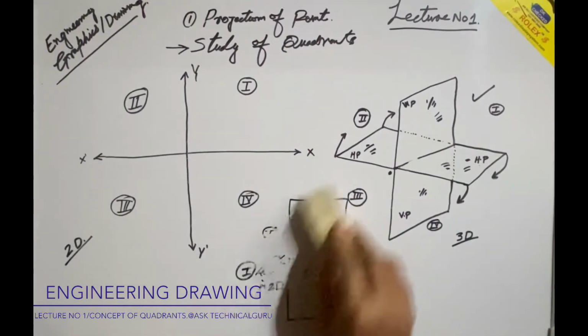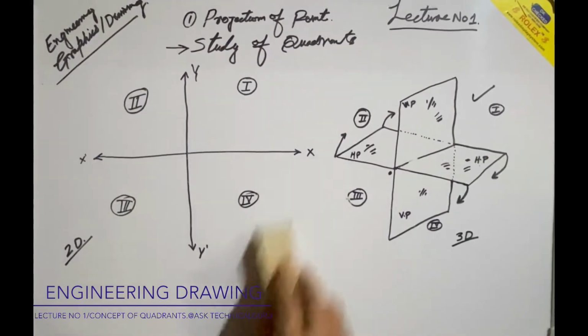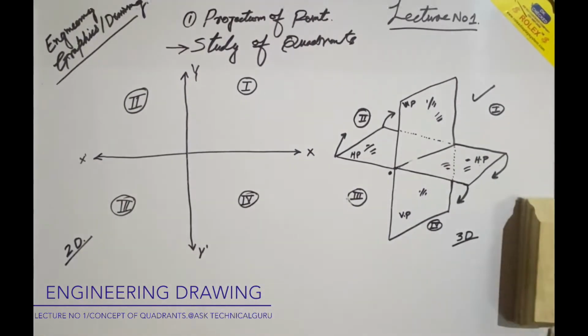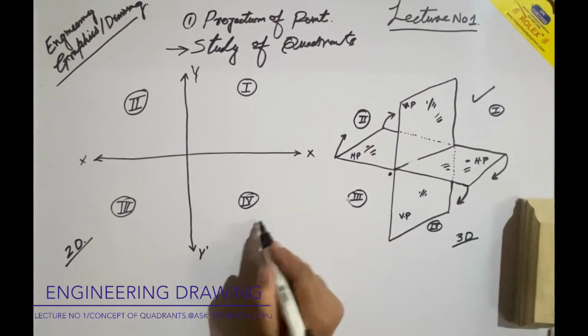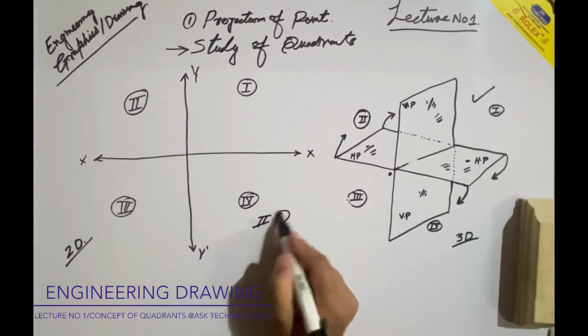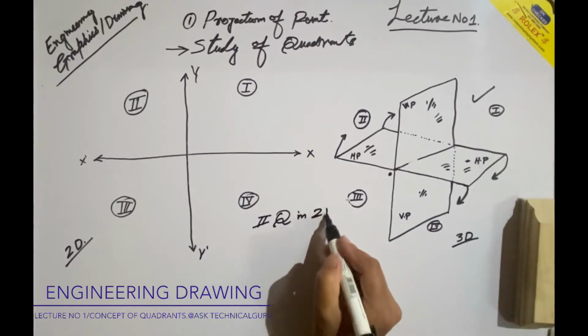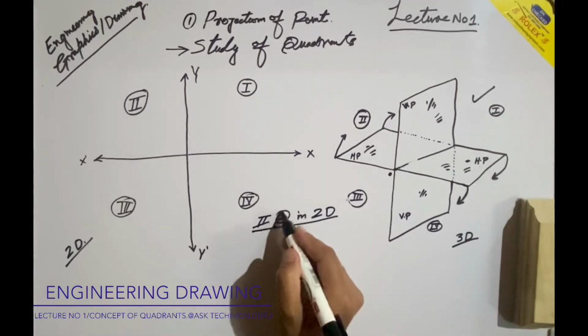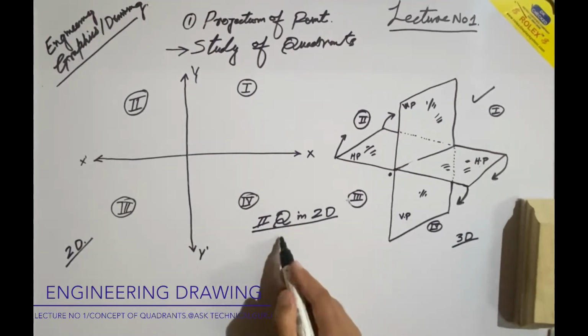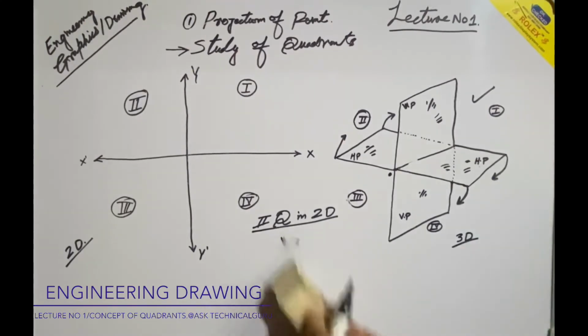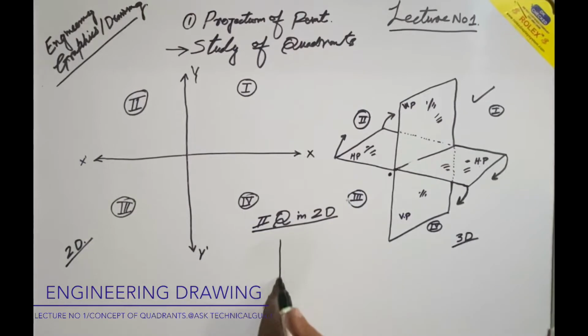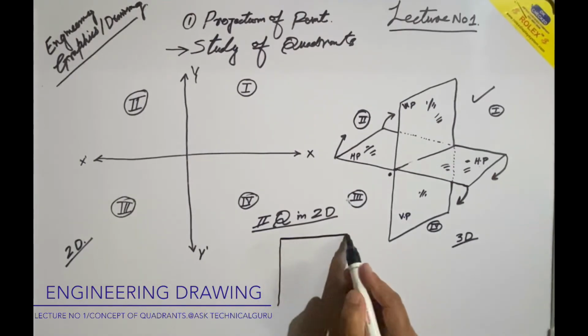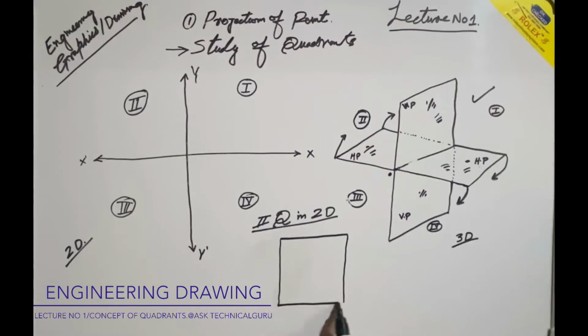Let's rub this. We will now make the second quadrant in 2D. How will it look? It will be simply like this, with the XY line separating the horizontal plane and vertical plane.